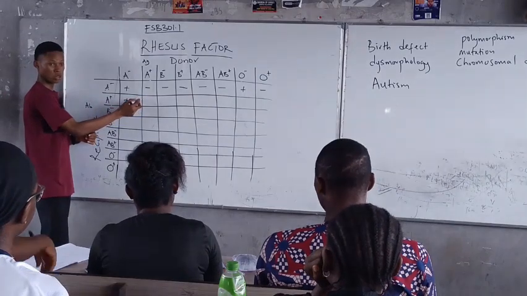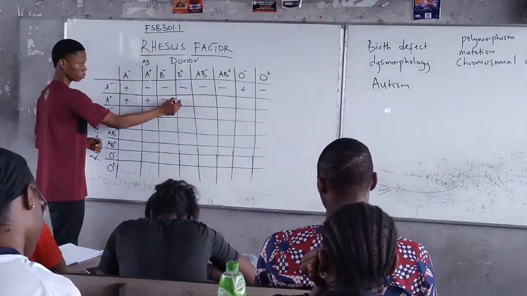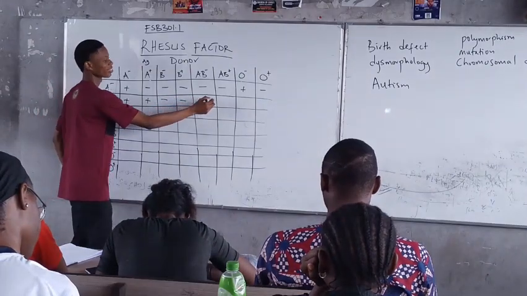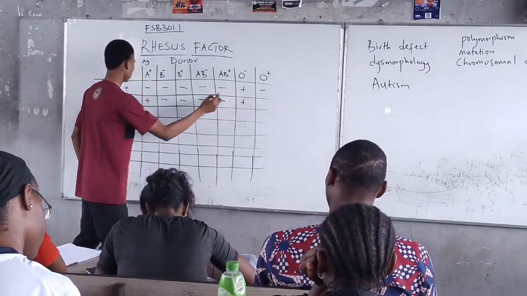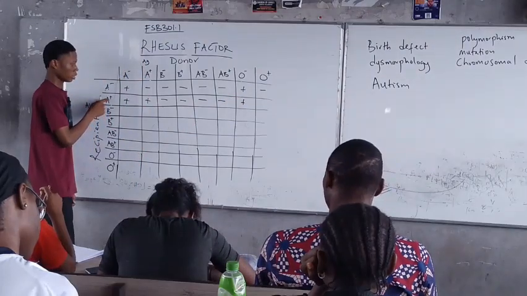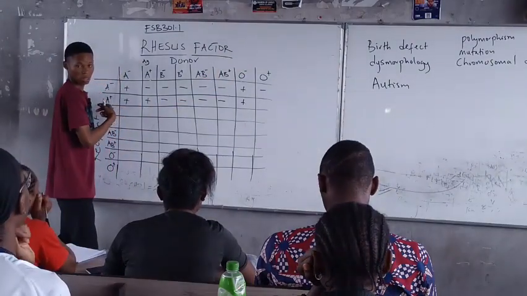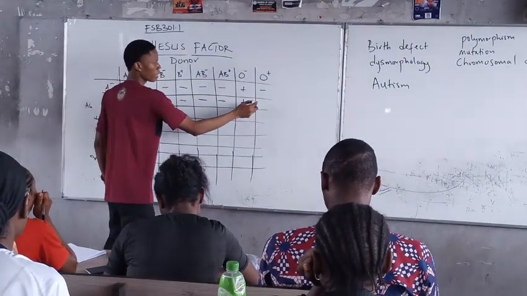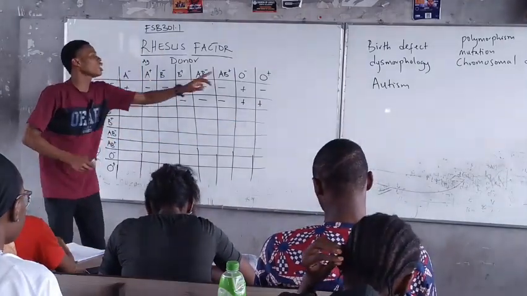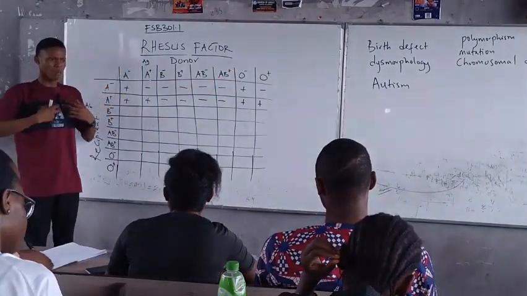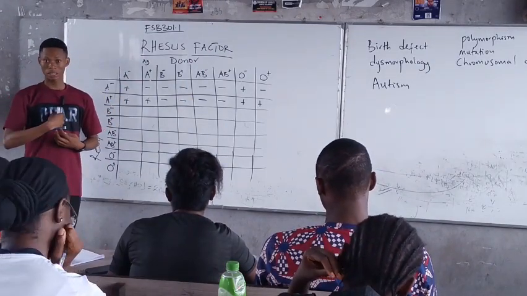Plus, good. Plus or minus? Why? This one has it, right? This one does not have it. Do we get plus or minus? Because this one has it, the donor has the protein, and the person receiving has the protein. Do you understand?